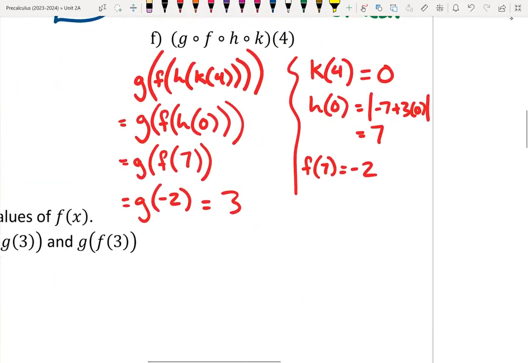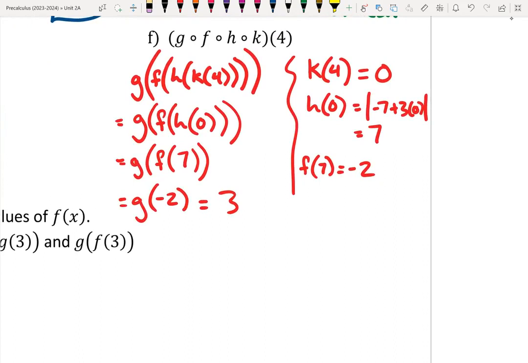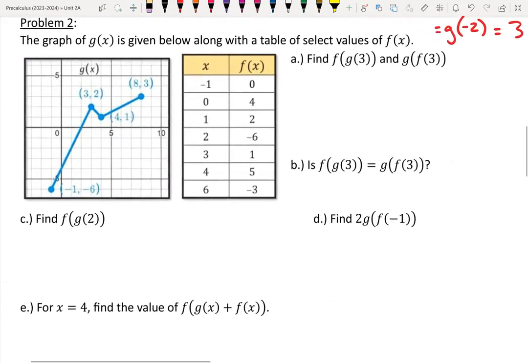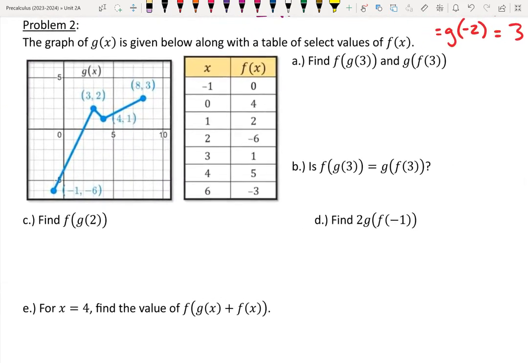All right, so it looked crazy, but was it all that bad? I'll just take it step by step. All right? Okay, problem number 2. Very similar. We have a graph for G and a table for F.